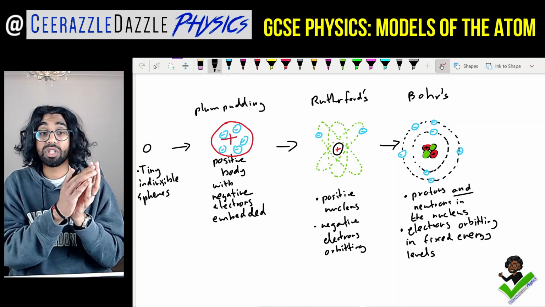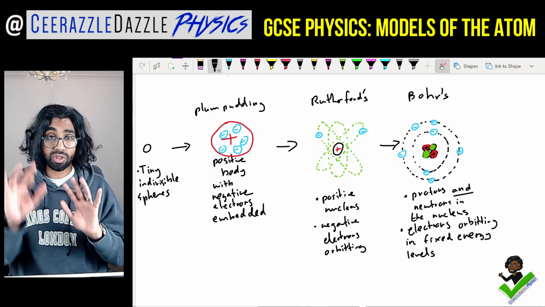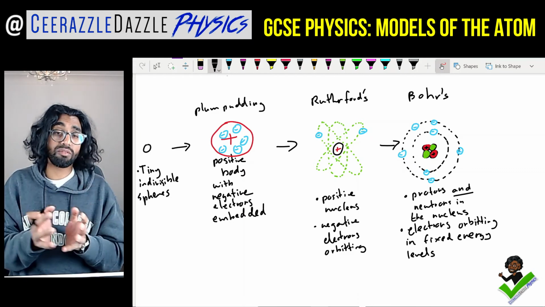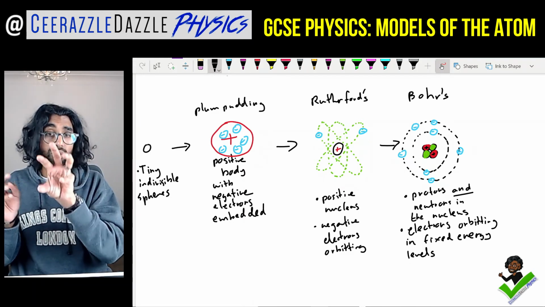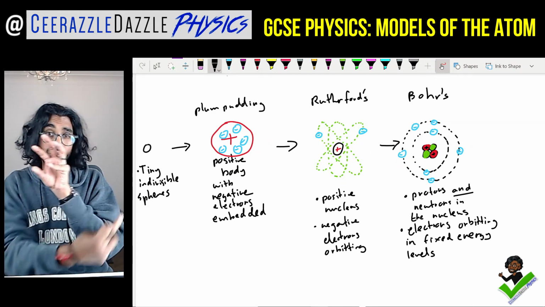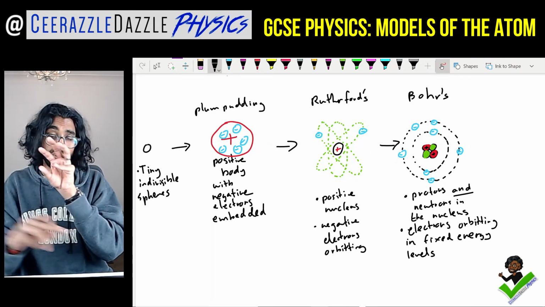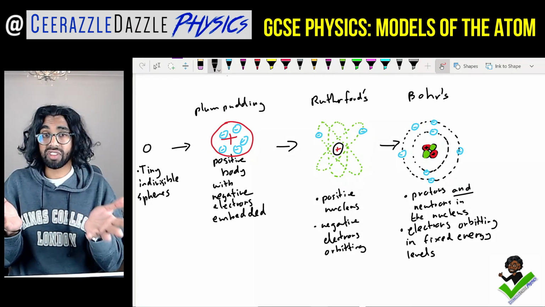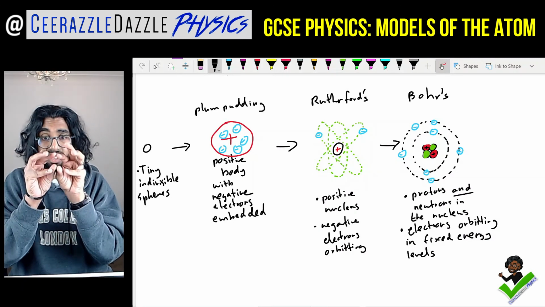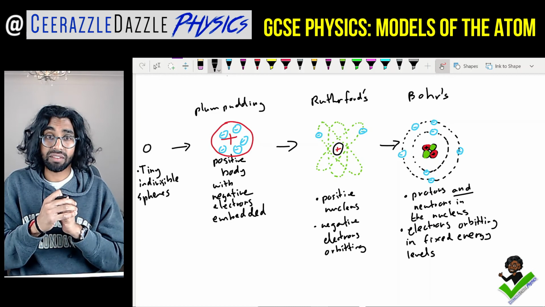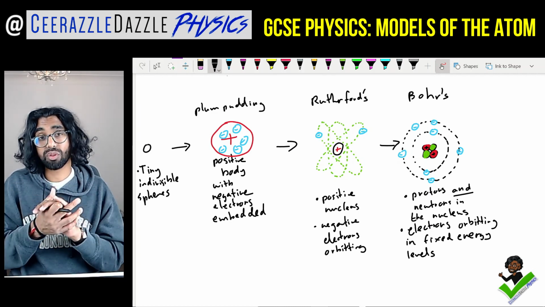From there we moved on to the plum pudding model, in which we have a giant positive charge with negative electrons embedded. From that we moved on to Rutherford's model, in which we have a nucleus where all the mass is concentrated and it has a positive charge, and electrons are orbiting it. And the final model of the atom is Bohr's model, in which we have protons and neutrons inside the nucleus, and the electrons are orbiting in fixed energy levels. This is the last model that we have right now.